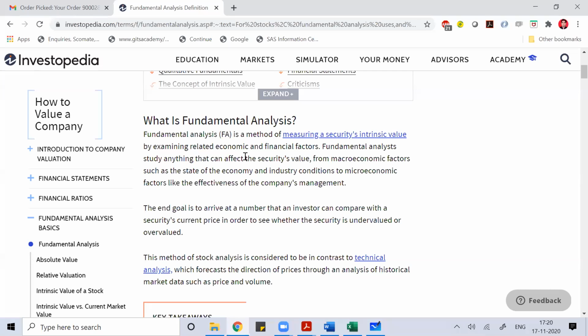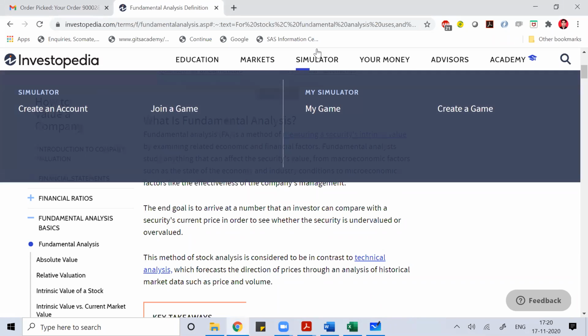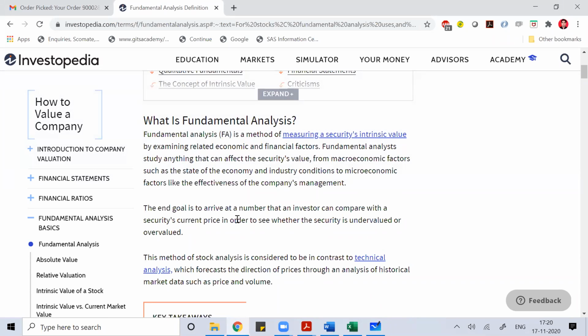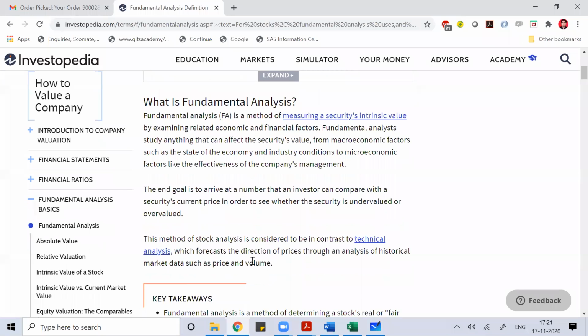But whenever we talk about technical analysis, we simply look at the direction of the price through the analysis of historical market data such as price and volume. In the case of technical analysis, by looking at the historical data of the movement of the price and the volume of the stock, we try to predict the worth of the stock, and theoretically how much the stock is undervalued. That is what we do in the case of technical analysis.